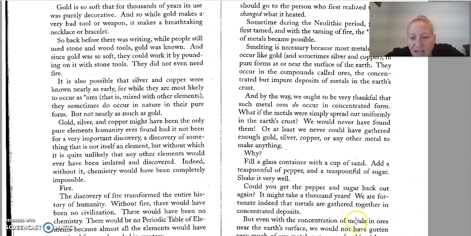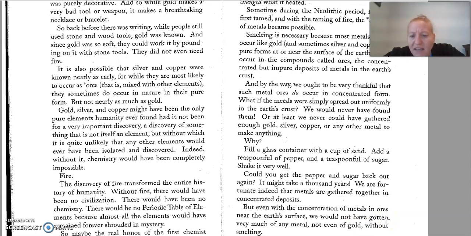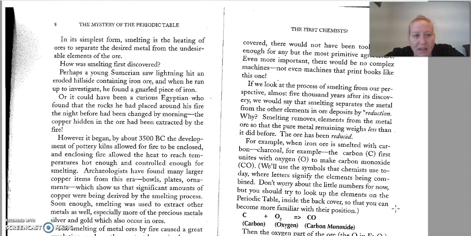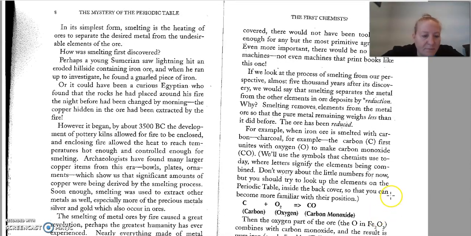We are fortunate indeed that metals are gathered together in concentrated deposits, but even with the concentration of metals and ores near the earth's surface, we would not have gotten very much of any metal, not even of gold, without smelting. In the simplest form, smelting is the heating of ores to separate the desired metal from the undesirable elements of the ore. How was smelting first discovered?